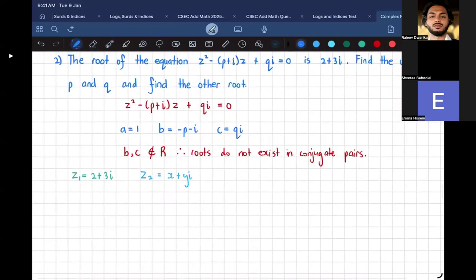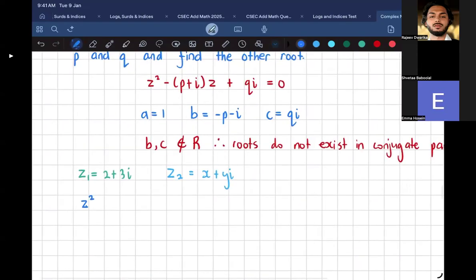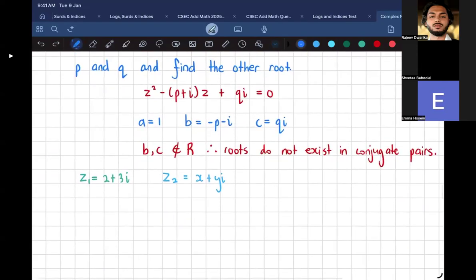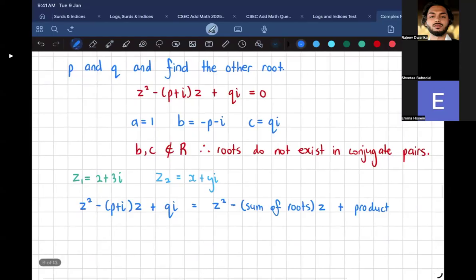So I'm going to form an equation here. The quadratic that they gave me was z squared minus (p plus i) z plus qi. So Shweta, wouldn't that be equal to z squared minus the sum of the roots by z plus the product of the roots? Yeah or no? Mm-hmm. Yep. Right.